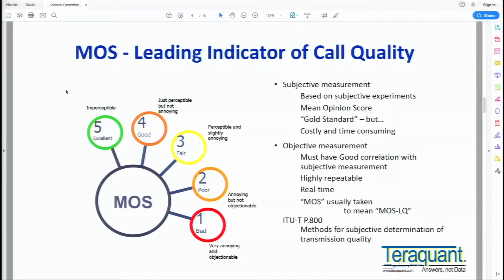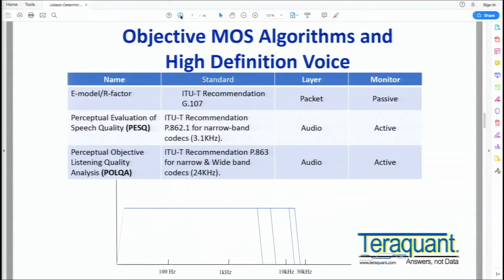So that's MOS. And so obviously in a network and also in the lab, we want to, sorry about that. Bound to happen, isn't it?